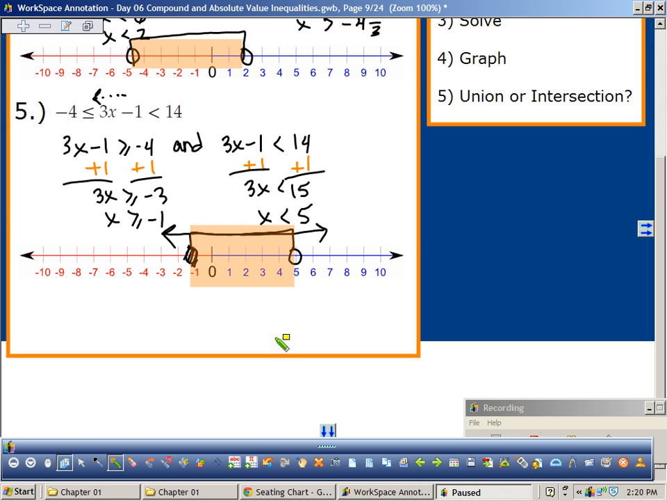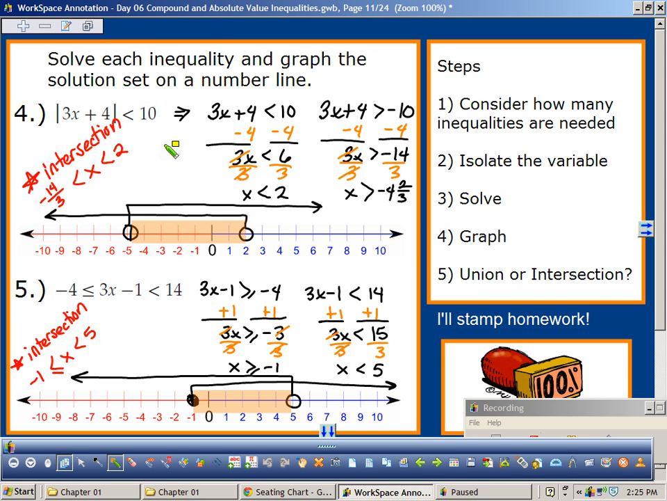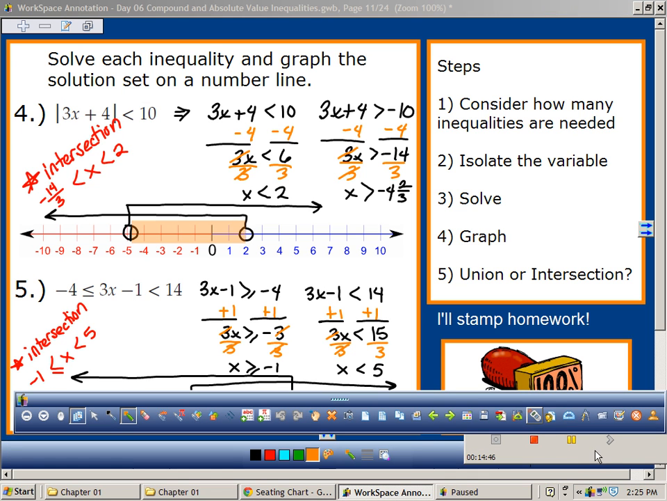Ready to copy? All right, let's copy your notes. Remember to think about what the steps are as you're writing the steps down. Here's the last 2 problems that I just did with you. Go ahead and record those. I'm going to check homework.